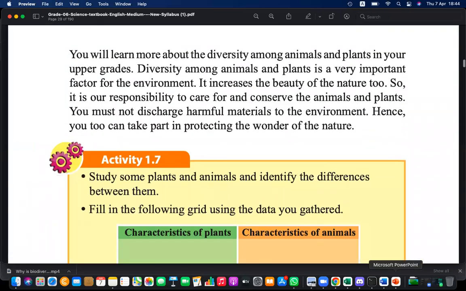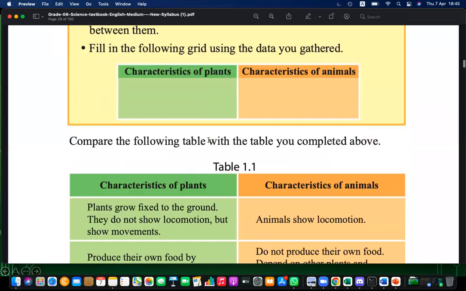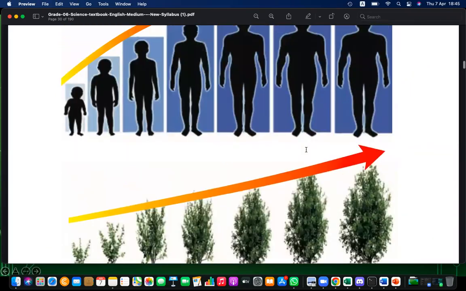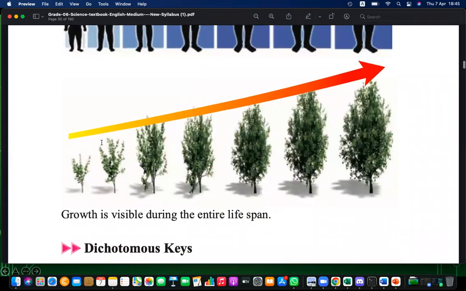We learned today, who are the carnivorous, who are omnivorous, and who are herbivorous? Herbivorous animals eat plants, carnivorous animals eat flesh, and those that eat both plants and flesh are called omnivorous. We also learn about the continuous growth of plants and the limited growth of animals, because in animals you can see the growth up to some extent only, but plants are ever growing.